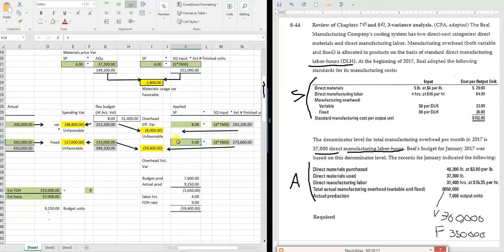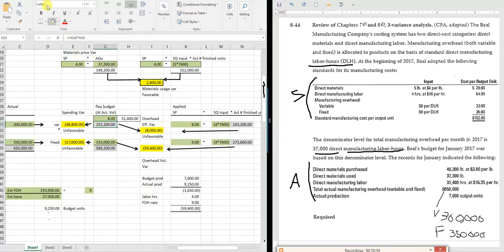Okay, so the only thing that I really haven't got filled in is the variable, and I said I'm applying it based on labor hours, so I need my actual labor hours. In a flex budget, I need to know how much got in. So I need my actual labor hours. My actual labor hours are 31,400 times my rate is 8. Okay, so I should have highlighted that 8. It goes in the middle.